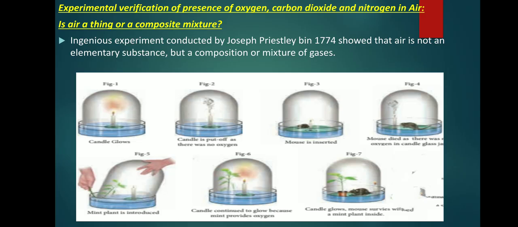He observed that, in the first set, the mouse died of suffocation. In the next set, he placed a mint plant along with the mouse and burning candle in the jar. Here, the mouse did not suffocate and lived, and the candle kept on burning. Based on these sets of experiments, Priestley concluded that an animal which breathes air, or a burning candle, damages the air in some way. Green plants restore to the air whatever the burning candle or breathing animals remove.